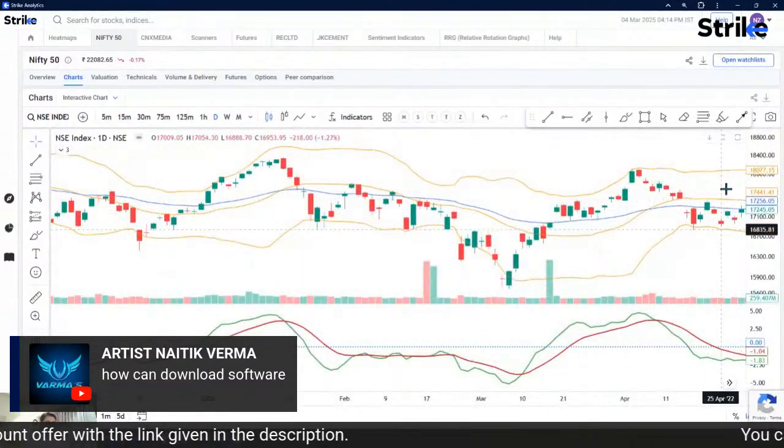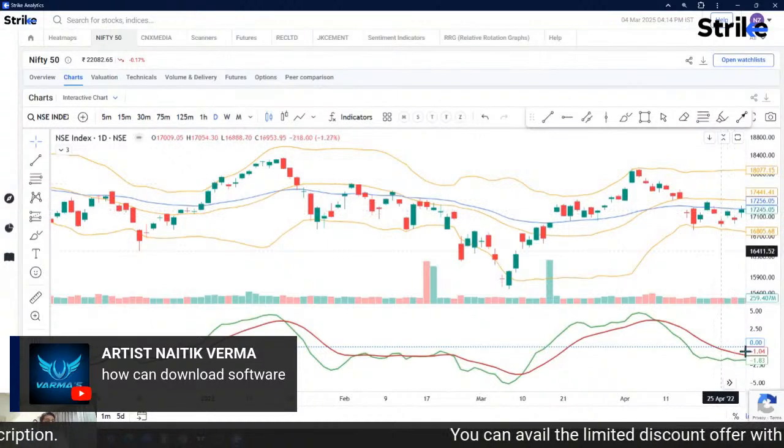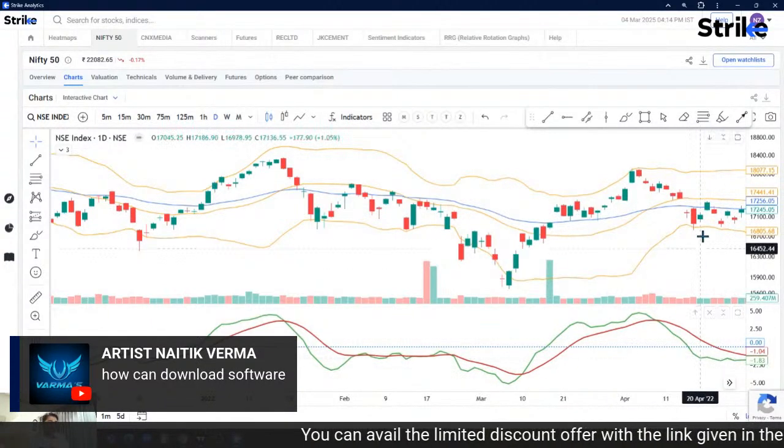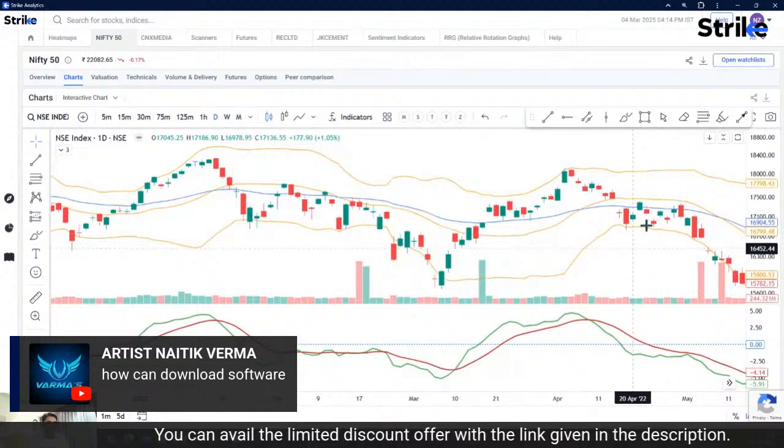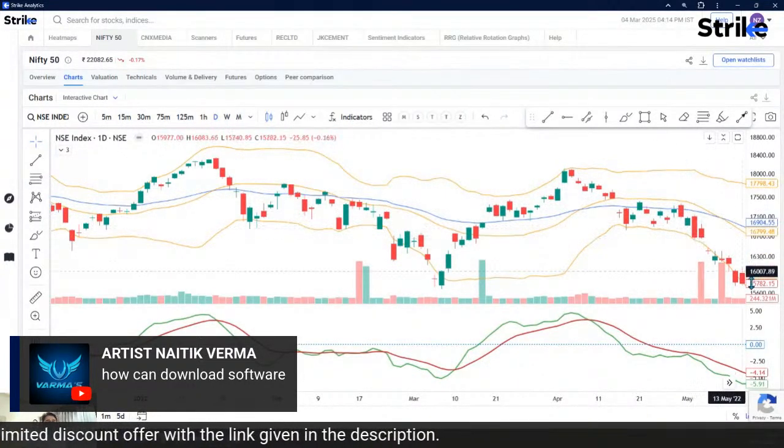Okay, so until and unless there is a breakout up over here, Nifty does not go above its averages, or RMI does not give a clear buy signal, things are still scary. Okay, Nifty can go down.